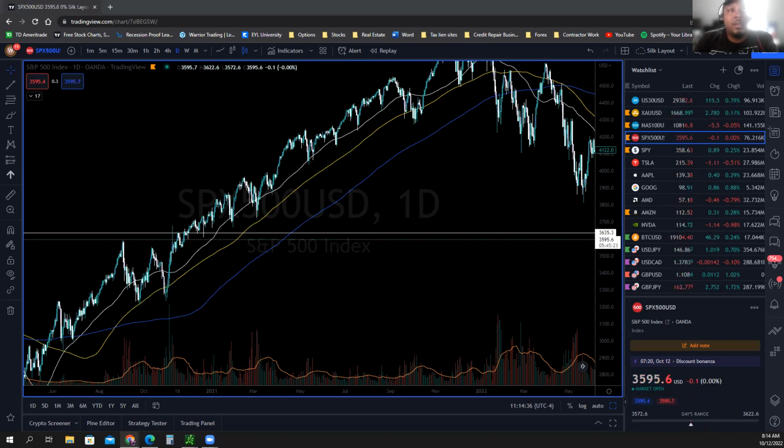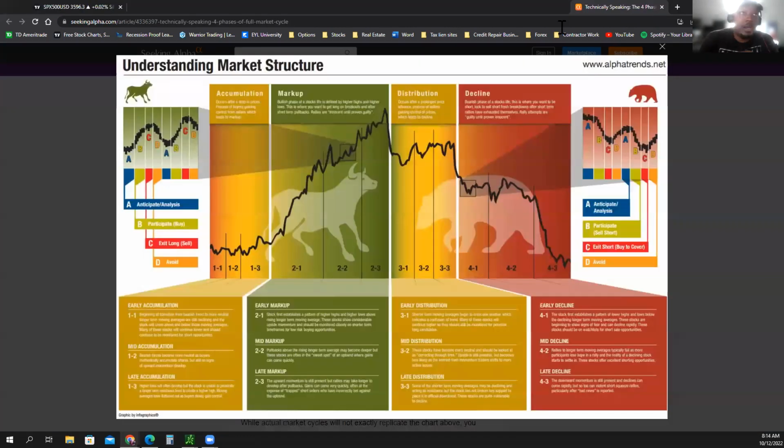So the first thing I do when I approach the market is I want to know what type of market I'm in, right? I want to know if it's going up, if it's going down, if it's in consolidation, all of that. Those are the phases of the market. So I want to show you this.